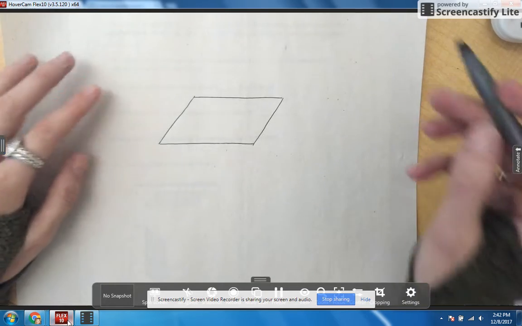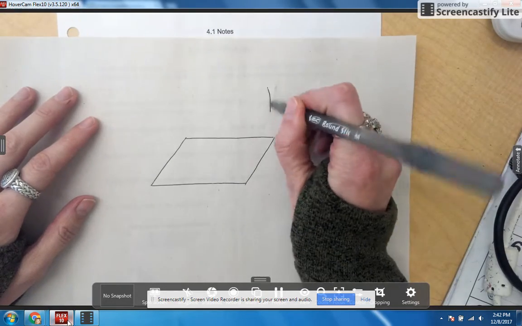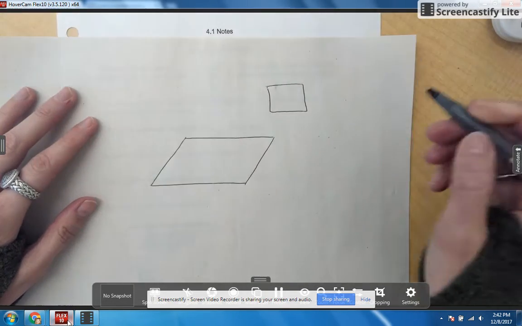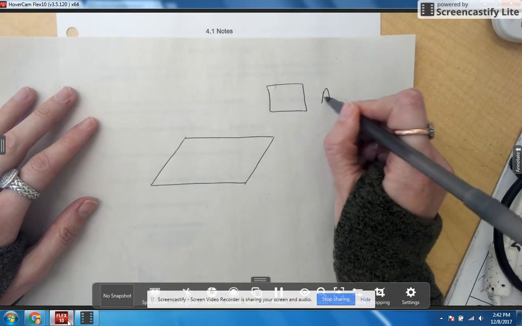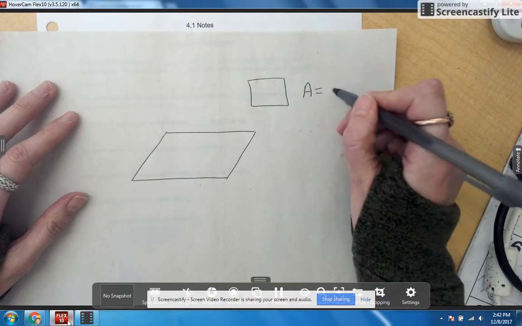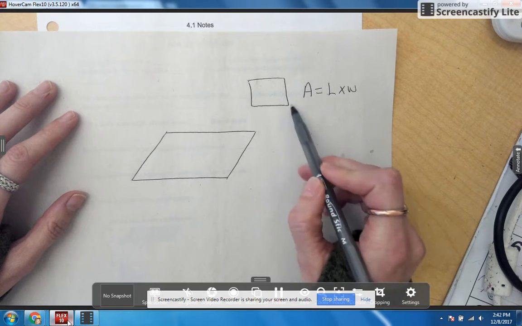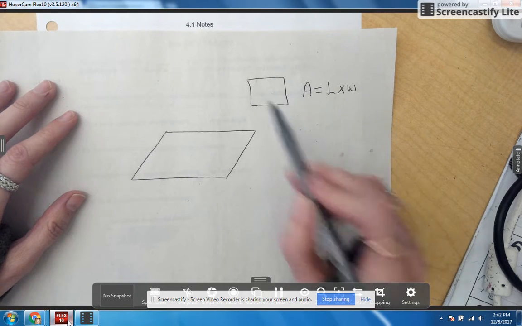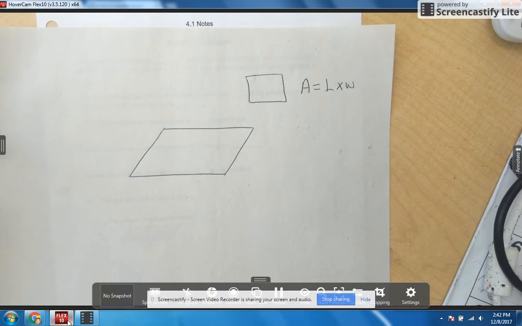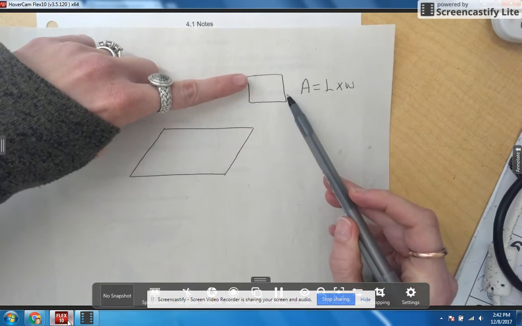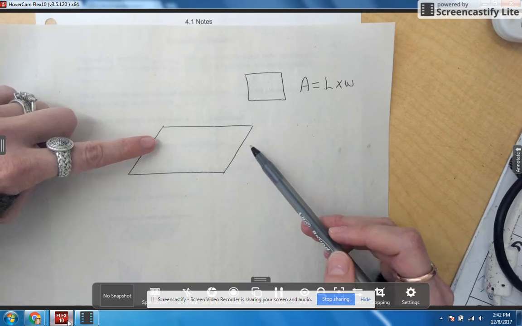Okay? So if you remember a rectangle, I'll just draw one up here. The formula to find the area for a rectangle, so I'm just going to put A for area, is length times width. So whatever the length of it is and whatever the width of it is, you multiply them together, and that's your area formula for a rectangle. So knowing that, we can use that formula to find the area for a parallelogram.